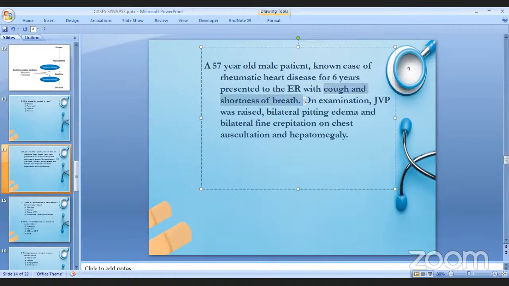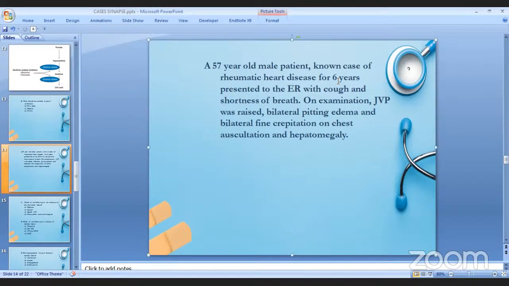Cough and shortness of breath could have a vast variety of diagnoses. But since this is a heart patient, the etiology could be related to the heart.